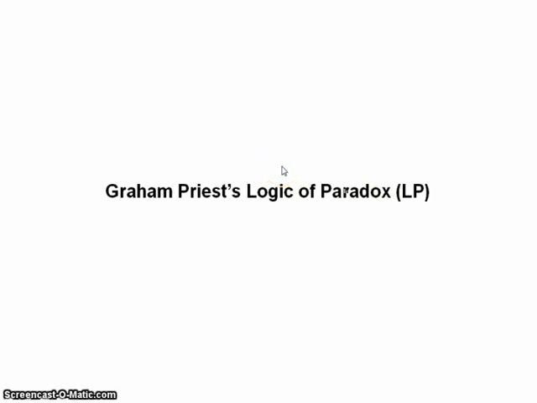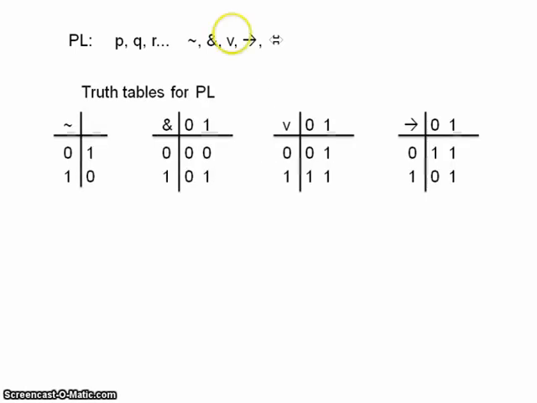Right, so first of all, let's remind ourselves of the standard propositional logic. Okay, so in propositional logic we have our propositional variables, P, Q, R and so on, and then our connectives: negation, conjunction, disjunction, conditional, biconditional. And we can consider the truth tables for these connectives. So here they are, standard stuff there. Obviously the biconditional can be defined in terms of these other connectives. So those are our truth tables for propositional logic.